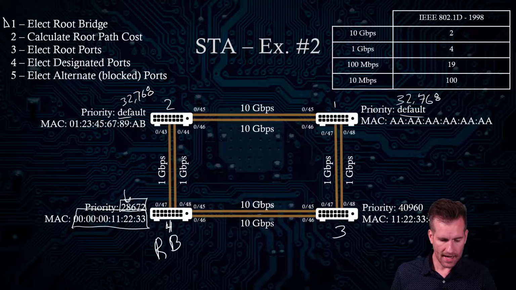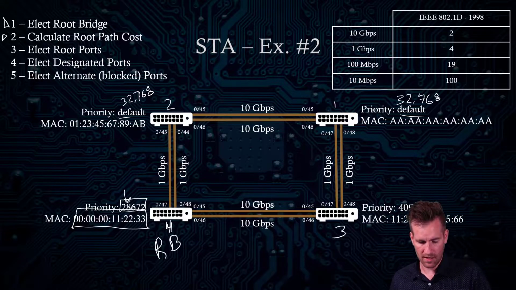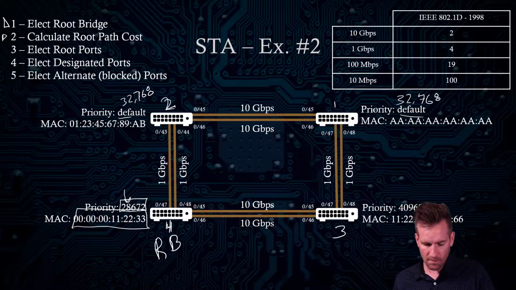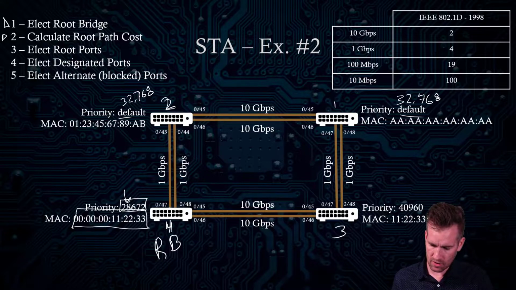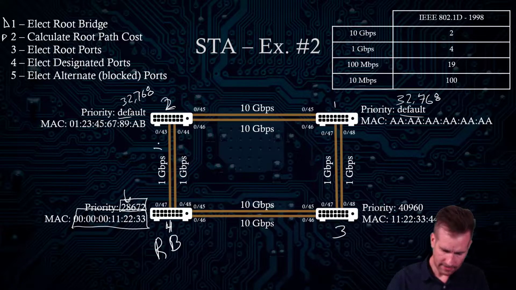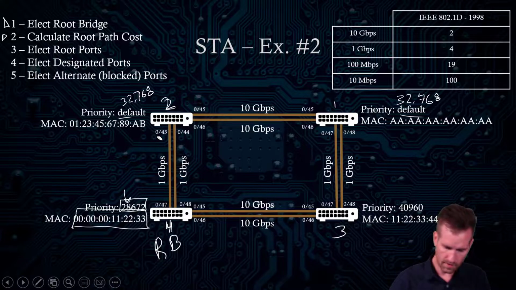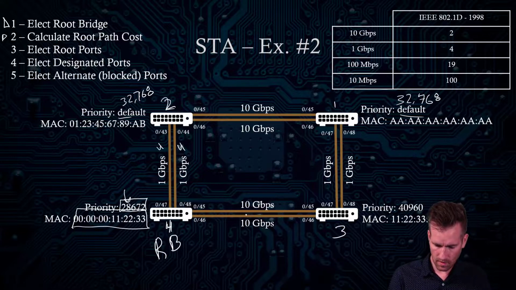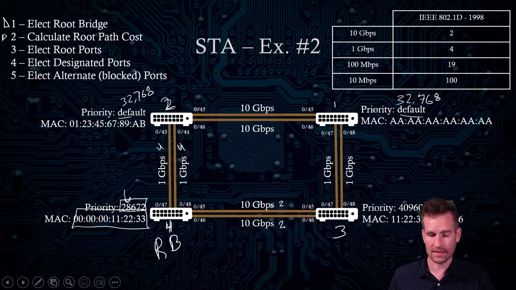All right, next we need to calculate the root path cost to the root bridge. From switch 2, this link would be a cost of 19, or excuse me, it would be a cost of 4. So let's put 4 in there. So there's a cost of 4 there and a cost of 4 there. This link right here to the root bridge is 10 gigabits per second. So that's 2 and 2 right there.